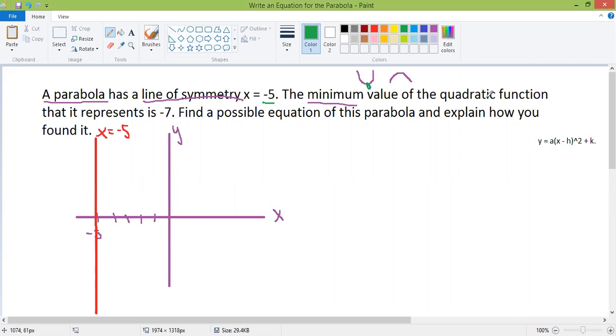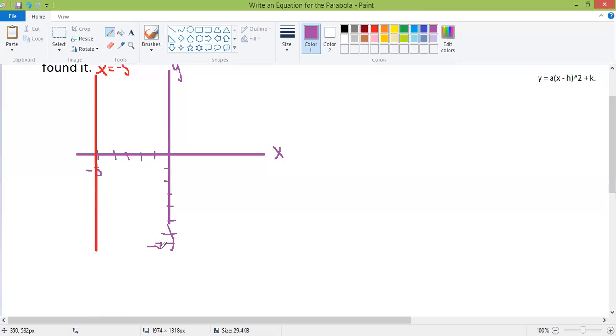The other thing it tells me is that the minimum value of the quadratic function that it represents is -7. So the minimum value, that means I'm going to have to go down on my y-axis: 1, 2, 3, 4, 5, 6, 7. I'm going to go down to -7. I didn't give myself enough space, so that's me trying to give myself enough space. So that's where my minimum value is going to be.